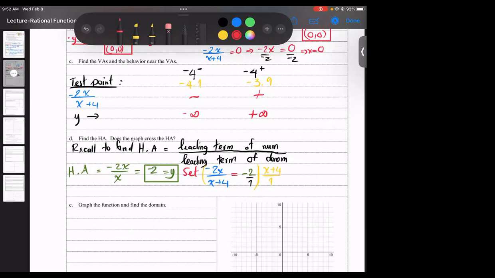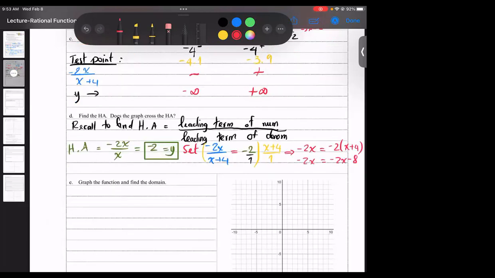On the left hand side, x plus 4 cancel, so it's just negative 2x. Did I say left or right? On the left hand side, cancel. On the right hand side is negative 2 times x plus 4. Negative 2x equal negative 2x minus 8. If you add 2x to both sides, yeah, cancel, right? So it's just 0 equal negative 8, which is false. So no crossing, no crossing.